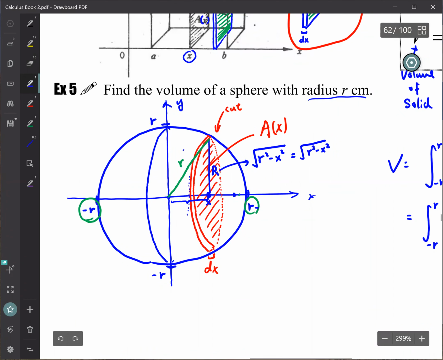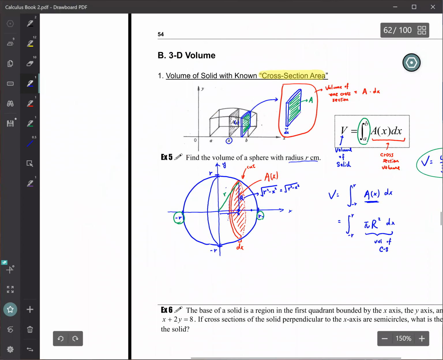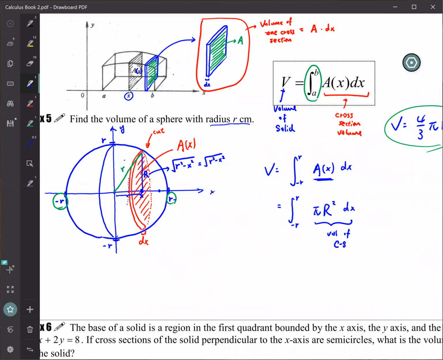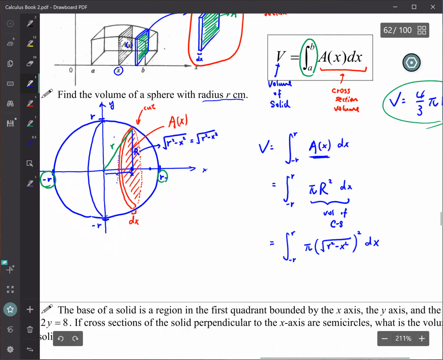Okay, we got through the hardest part, okay? So back to the formula on the side. So now all we need to do is just to plug it in, okay? So we want to add up all the cross sections from negative R to R of the volume of the cross section, which is pi R, which is R squared minus X squared dx. Any questions so far?